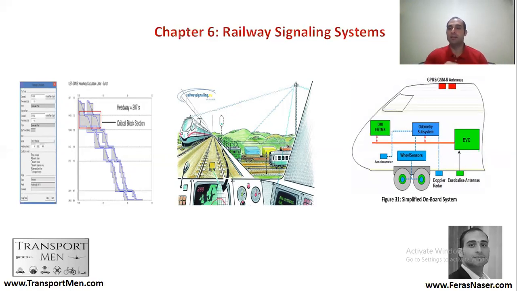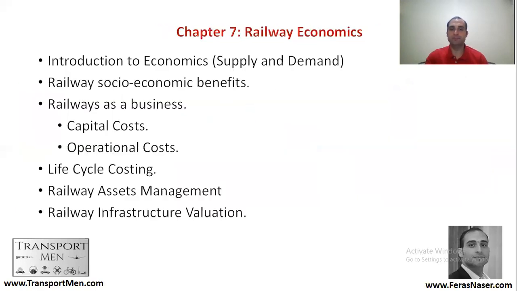So here you can see the odometry subsystem, wheel sensors, and DMI, ERTMS. But in short, this is all onboard signaling systems that help to detect the signal from outside systems like the mast and the balise, depending on the level of signaling and the type of signaling system you are using.